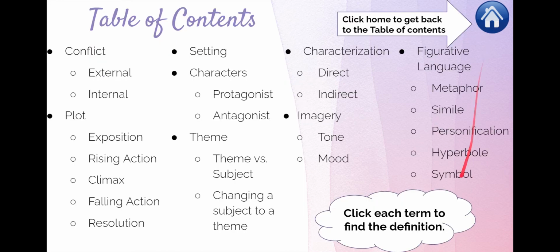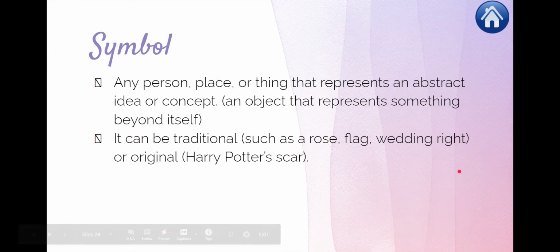And then our last one, which is symbol or symbolism. It's a person, place, or thing that represents an abstract idea or concept. So it's basically a noun that represents something, an object that represents something. So it could be traditional. So a traditional object could be a rose, which would symbolize love. It could be the flag, and if we're looking at the American flag, it could represent freedom, independence.